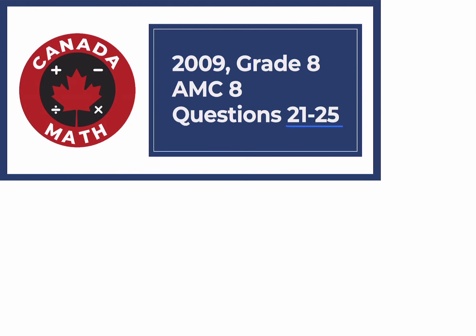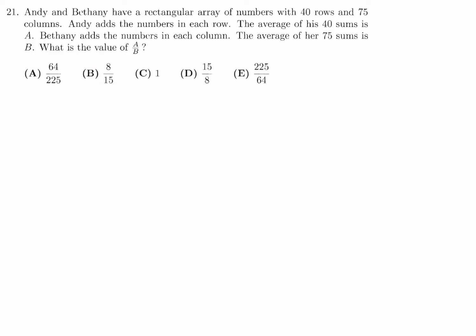Questions 21 through 25 on the 2009 Grade 8 AMC 8. Andy and Bethany have a rectangular array of numbers with 40 rows and 75 columns. Andy adds the numbers in each row. The average of his 40 sums is A. Bethany adds the numbers in each column. The average of her 75 sums is B. What is the value of A over B?